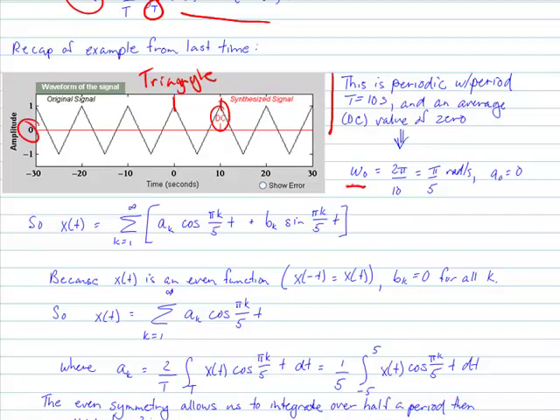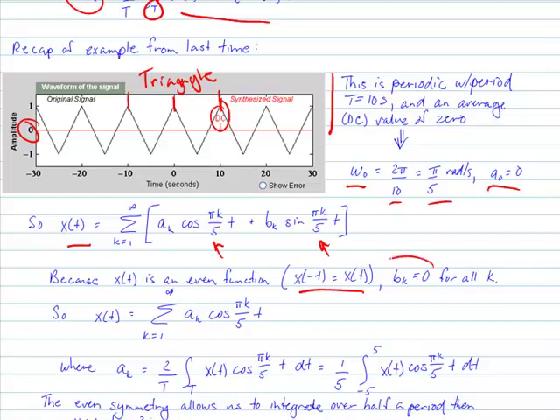So right away we have 2 pi over T is omega 0, that's pi over 5 radians per second, and the average value of the waveform is 0. So we can simplify this x of t by leaving out the a0, putting in our omega 0 values, and we continue from there. Now notice also that we can exploit the symmetry of this signal. Notice that x of t is even, so x of plus 10 is equal to x of minus 10. Okay, that's the condition for an even function.